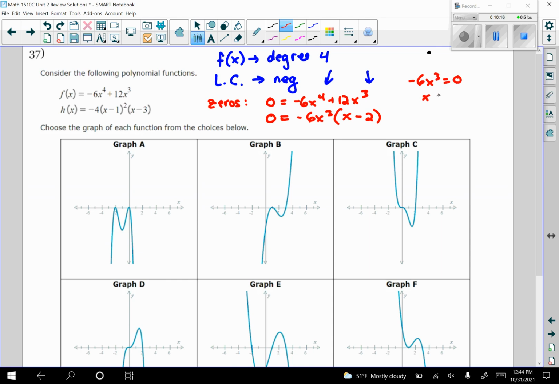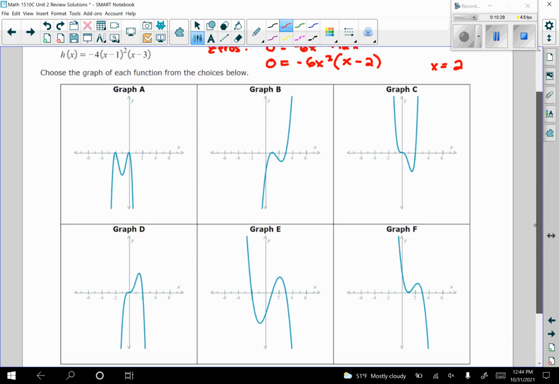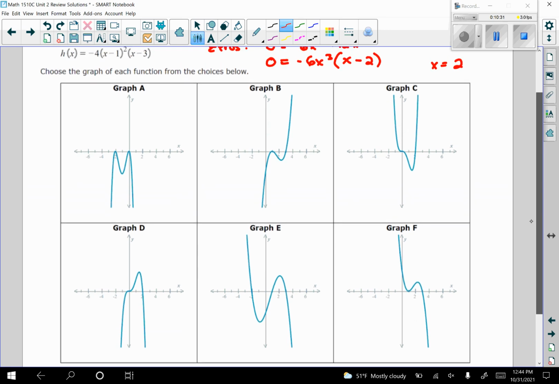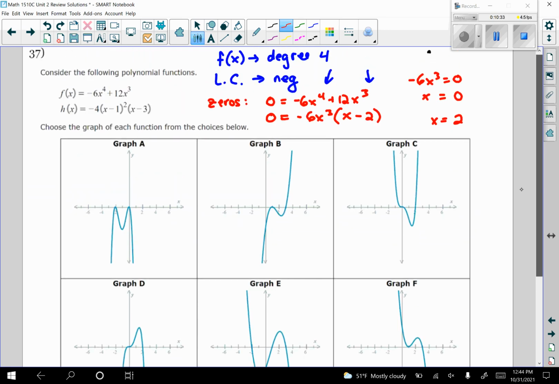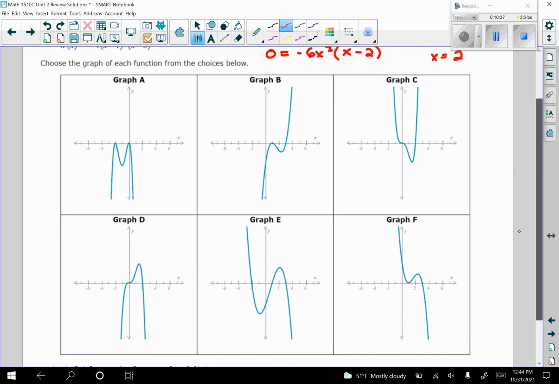It's going to cross. It's going to be x equals 0. I also have a multiplicity of 1 here, so I have a graph that crosses through 0 and 2. The end behavior is going to be the same direction. So I'm looking at A, C, or D. Since my leading coefficient is negative, it's going to open down, so that rules out C. So I'm looking at graphs A or D.